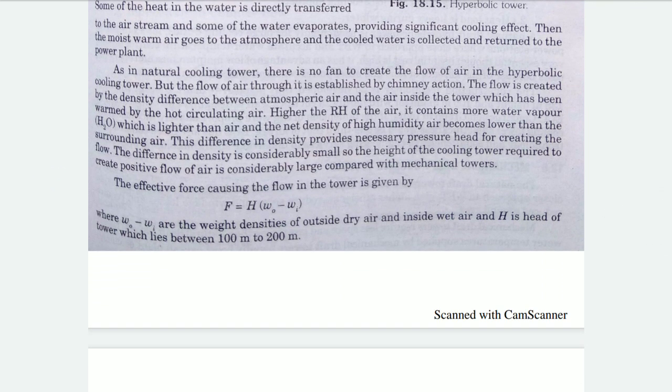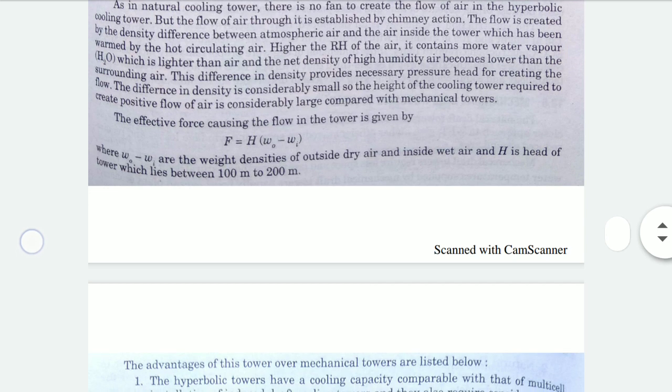These are the terms related to the effective force: H times (W_O minus W_I), where W_O and W_I are the weight densities outside and inside respectively, and H is the height of the tower, which is about between 100 to 200 meters.